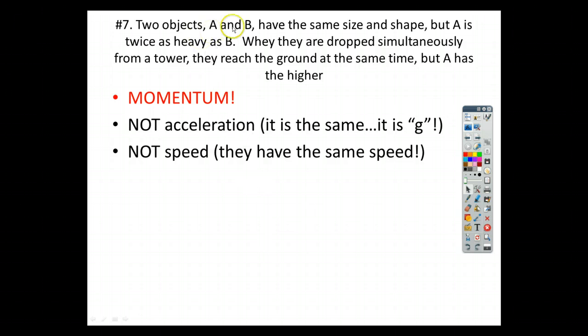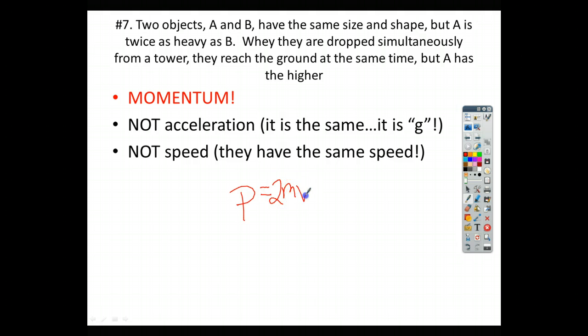Number 7, two objects, A and B, have the same size and shape, but A is twice as heavy as B. So it's got twice the mass. Well, we know that from our equation, if we take M and we increase it to 2M times V, we go from original P to 2P. So it says when they're dropped simultaneously from a tower, they reach the ground at the same time. So both these objects, the small one and the one that's double the size, they would both hit at the same time, but A would have the higher momentum.